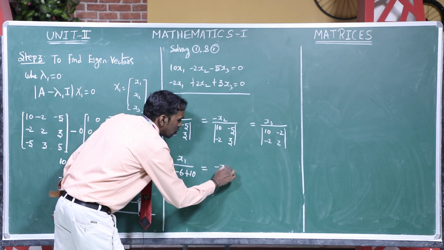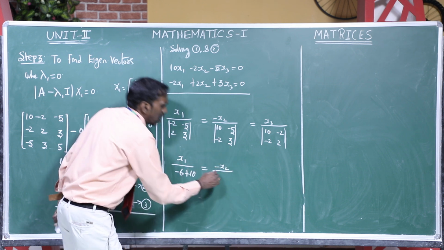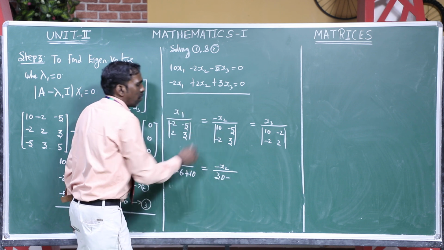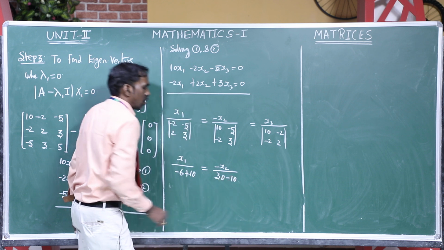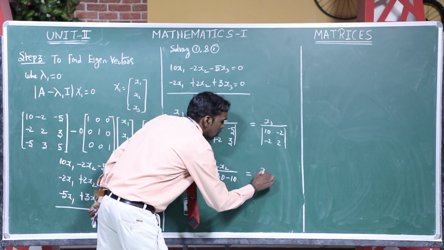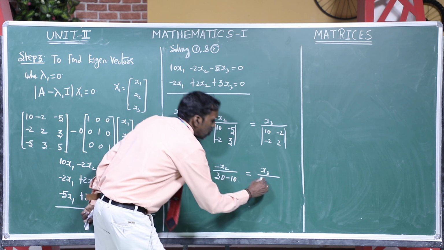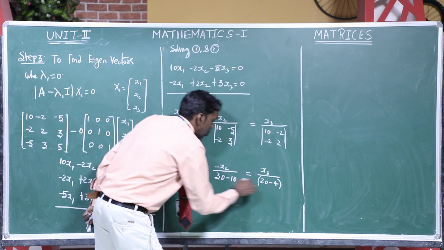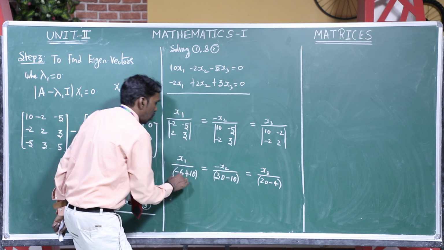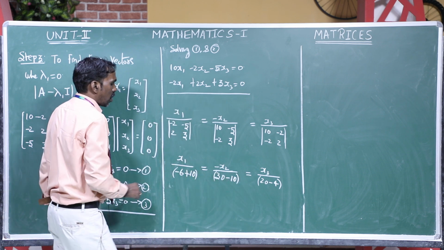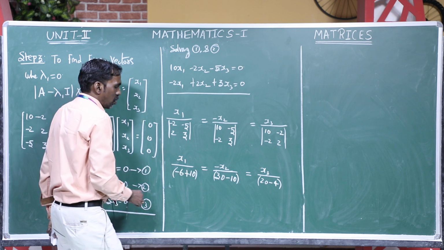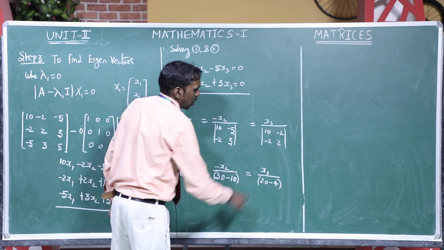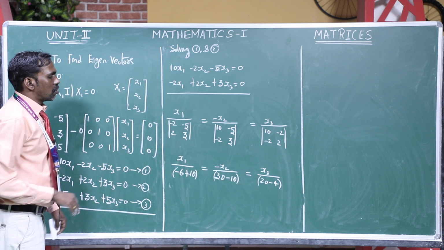Then minus x2 divided by 10 3s are 30, 30 minus 5 2s are 10. The next, x3 divided by 10 2s are 20, so 20 minus 4. You have to simplify to get the vectors. Now what are we getting? 10 minus 6 will be 4. 30 minus 10 will be 20, and 20 minus 4 will be 16. So this will be divisible by 2.